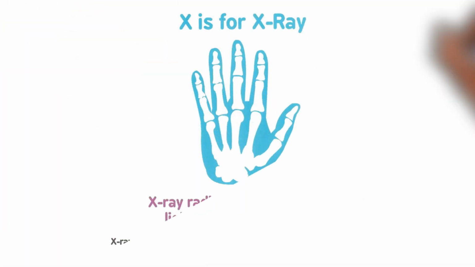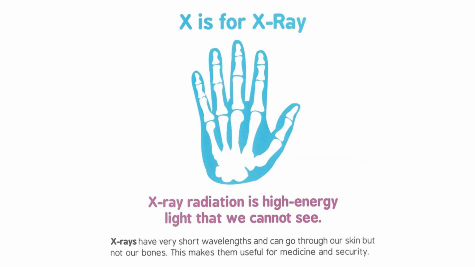X is for X-ray. X-ray radiation is high-energy light that we cannot see. X-rays have very short wavelengths and can go through our skin but not our bones. This makes them useful for medicine and security.